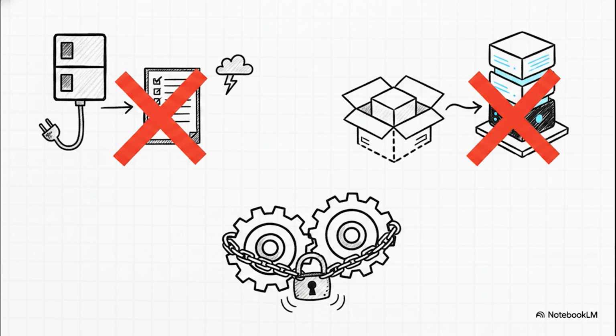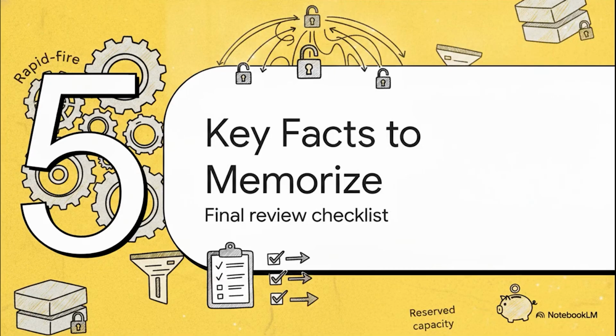Here's a really sneaky one. If a node goes offline or is in maintenance mode, updating a file system whitelist will actually fail. Why? Because the cluster can't update the IP table's firewall rules on a node that's down. And finally, if your cluster is running Hyper-V, you flat out cannot create a replication factor 1 storage container. It's just not allowed. All right, bringing it home with Section 5, Key Facts to Memorize, our final review checklist.